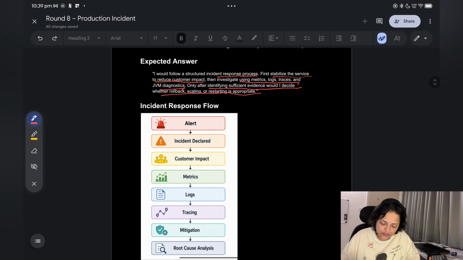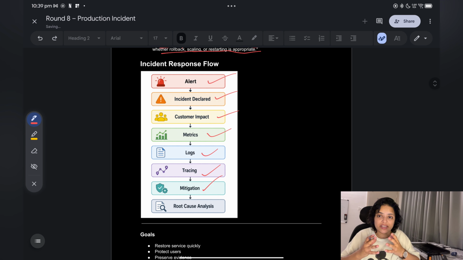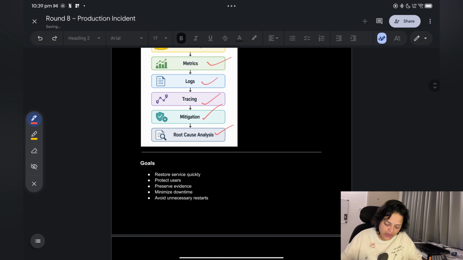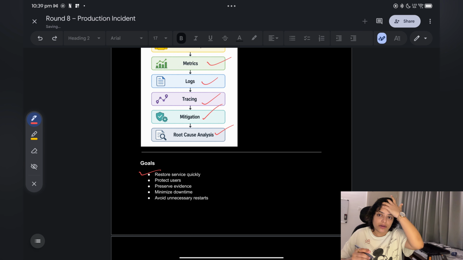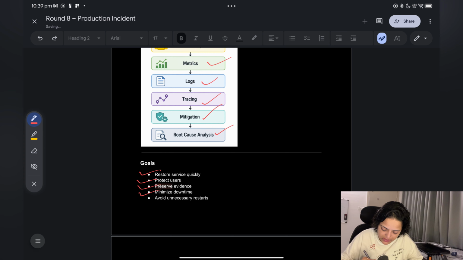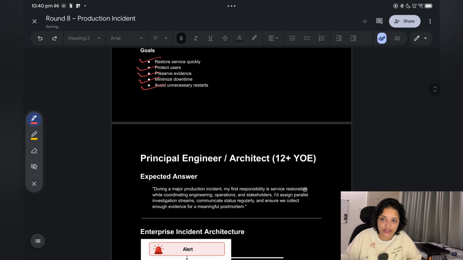The incident response flow will be something like this. The alert happens, then he will declare that this is an incident. Then he will check the customer impact, and on the basis of metrics, logs, and tracing, he will check whether mitigation is required and what mitigation is required, and then do the root cause analysis. RCA he will find. The goal here is to restore service quickly so that customer impact is minimal: protect users, preserve evidence, minimize downtime, and avoid unnecessary restarts.